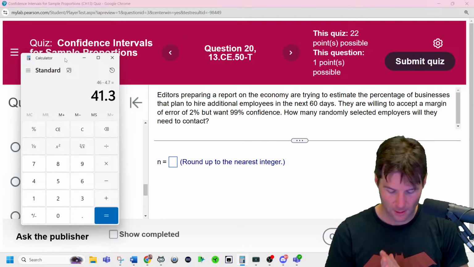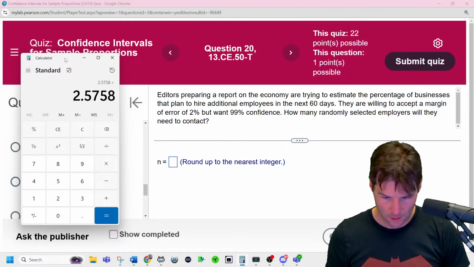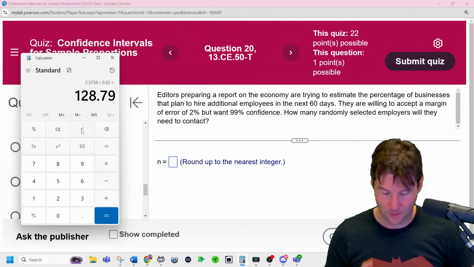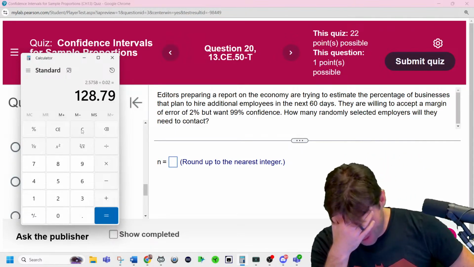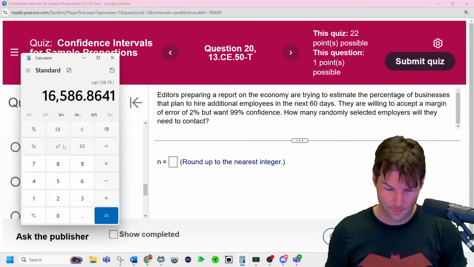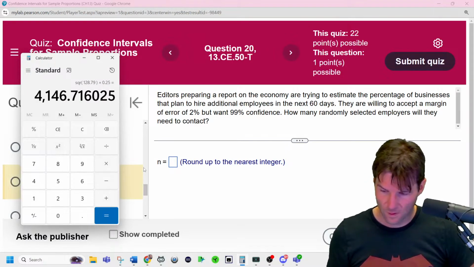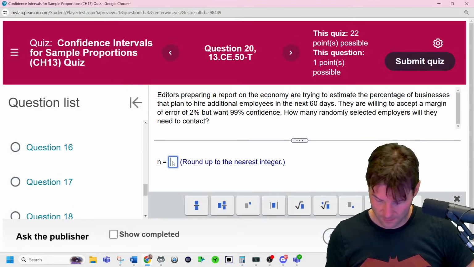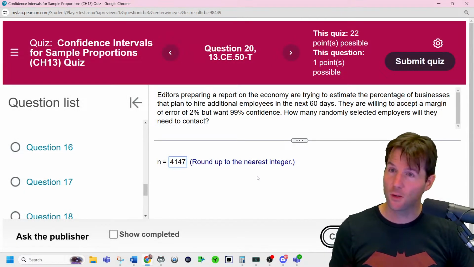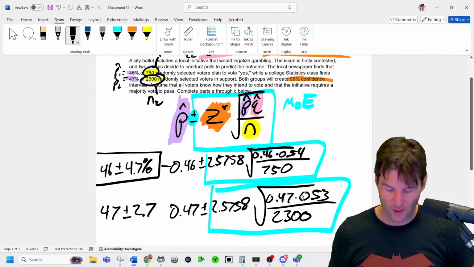Okay, got it. Okay, so 2.5758 divide by 0.02. Wait, that's not right. Oh no, it is right. That is right. Okay. 4147. Did I get it right? Got it right. So how did I do that? It's because I've worked this problem a lot of times.